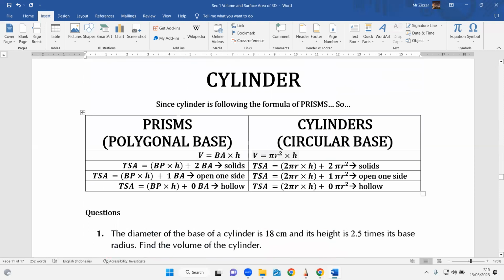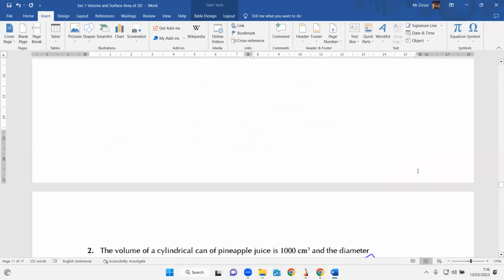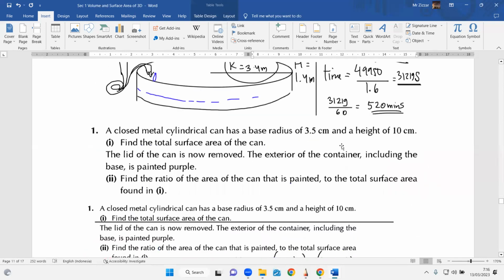Again, I already gave you the formula for the base, and the cylinder. You change the base area to pi r squared because a cylinder has a circle base. And then the base perimeter is the circumference of a circle, so 2 pi r is the BP. So you just change everything according to the proper base. Okay, let's start the worksheet, the workbook.